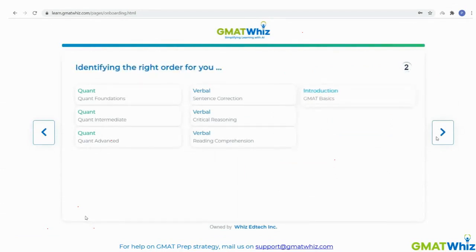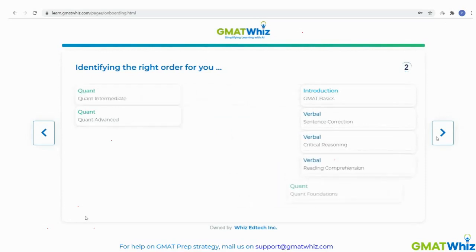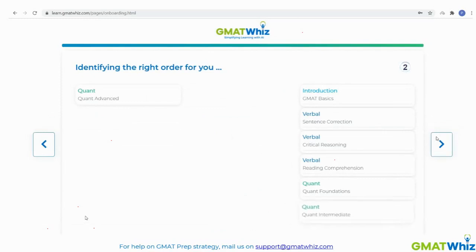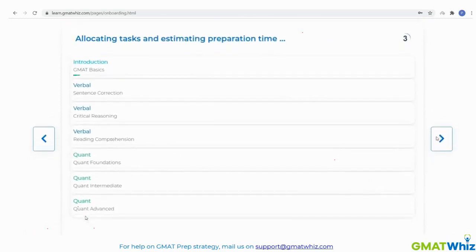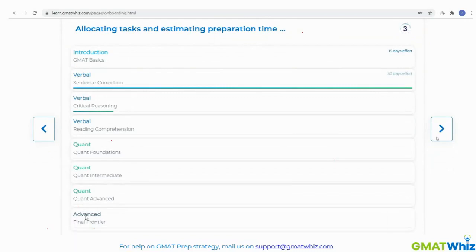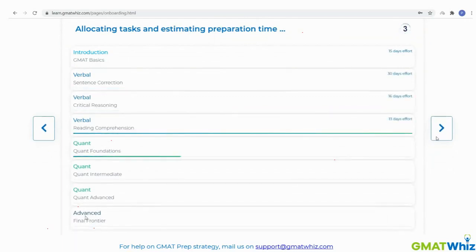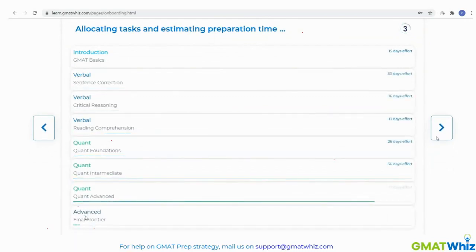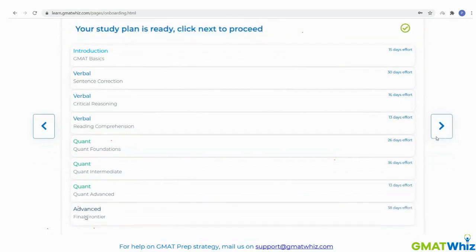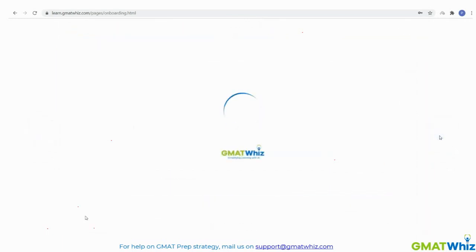Again, the logic is written by experts, tested on students for a long time, and we have seen it works perfectly. So it's right now identifying the right learning sequence for you, the right order based on your score. It's possible that SC, CR, RC is something we may not follow if your performance in RC is way above par compared to SC and CR, or your performance in SC is way above par. You can see the number of days of effort planned for each activity based on the time that you have entered. You can complete all this process, and at the end it will also create a proper week-wise study plan for you.